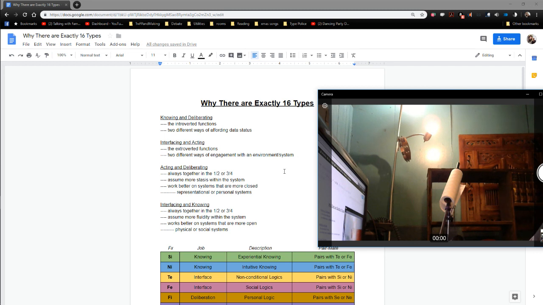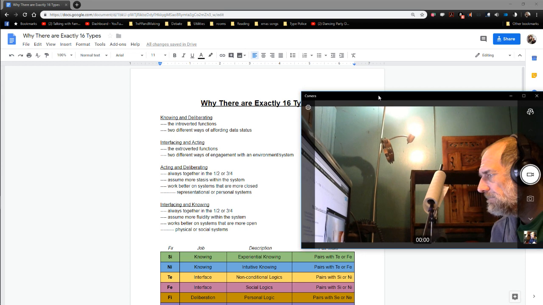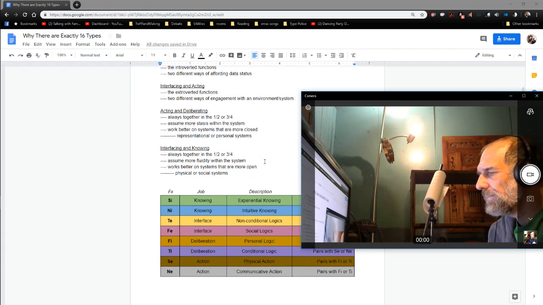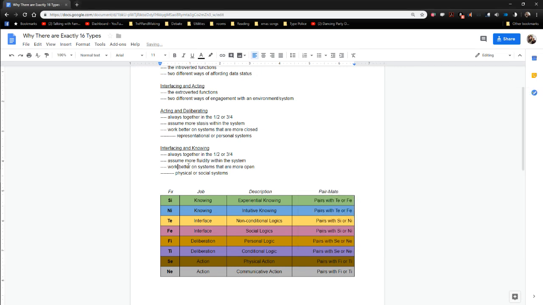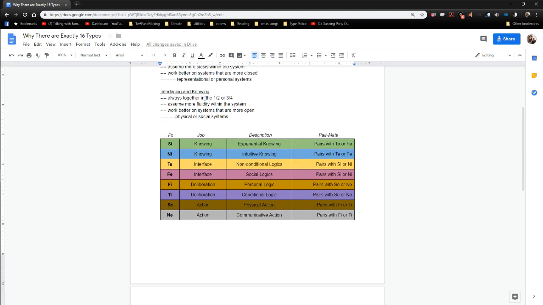Interfacing and knowing are always together in the 1-2. That's TE-SI, TE-NI, FE-NI, FE-SI, etc. Acting and deliberating are always together in the 3, 4. They assume more fluidity within the system, work better on systems that are more open, and that is the physical or social systems. Acting and deliberating work on representational or personal systems, personal systems being FI. And so I put this table here to clarify all this information.